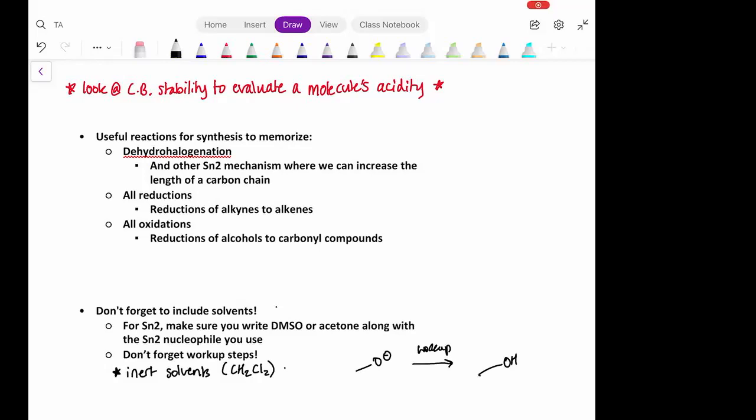And that's basically what a workup does in almost every reaction you'll see. Just don't forget to include them. When you're reviewing your reactions, make sure you especially point out that, oh, this reaction includes a workup step, this one doesn't. So that's another thing.